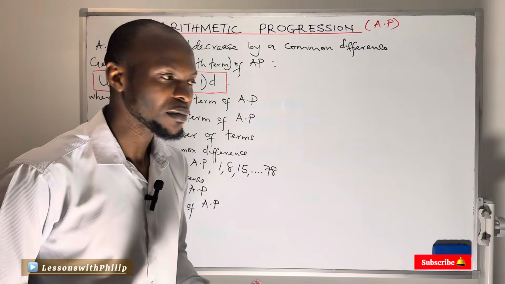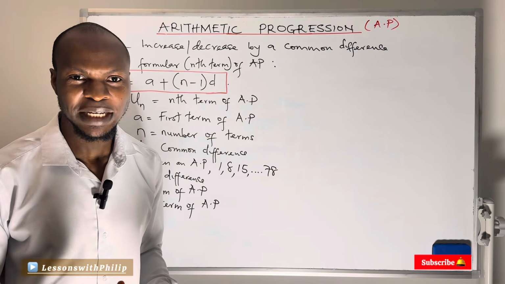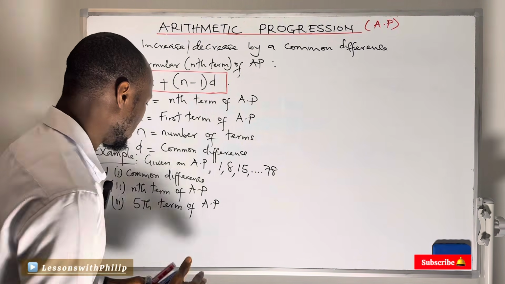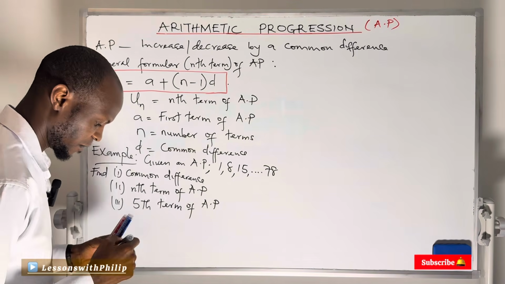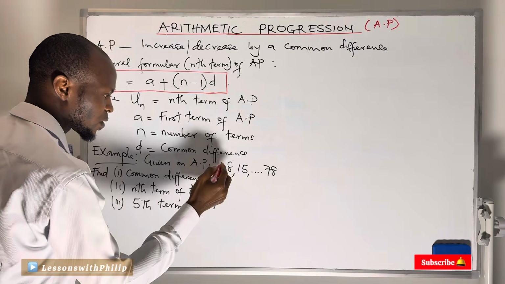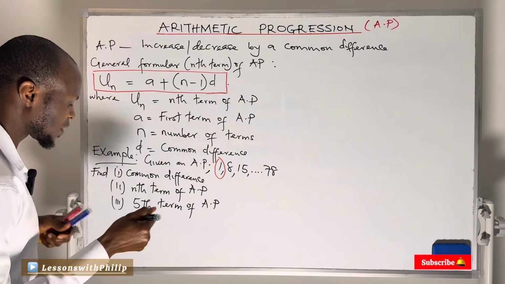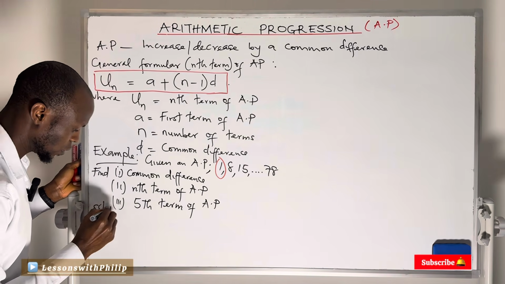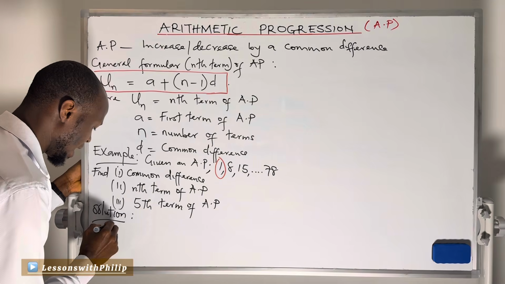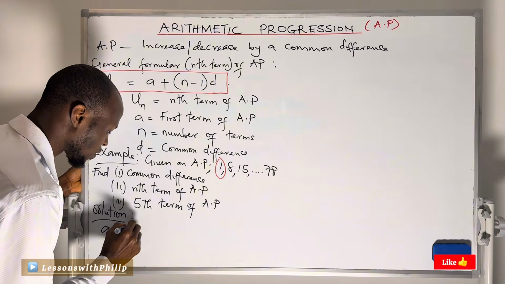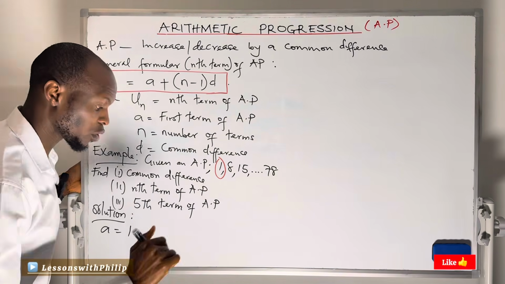Now, the first number that comes in a sequence is known as the first term. In this example, 1 is the one coming first. My solution, please take note: because 1 is the one coming first, my A, which is my first term, is 1. The second thing we need is the common difference.